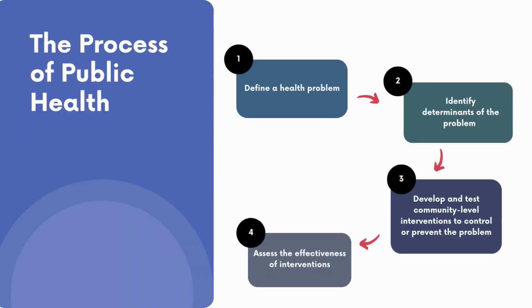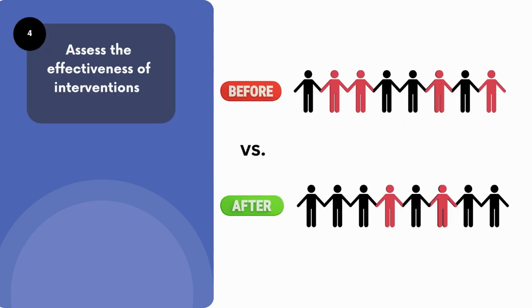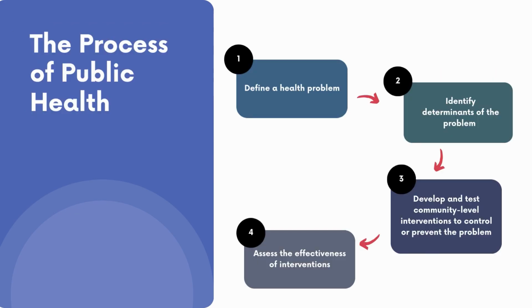The final step in the process is to assess the effectiveness of interventions. If epidemiologists recommended mosquito spraying, they might assess its effectiveness by looking at the incidence of Zika before versus after this intervention was implemented. So that's how epidemiology fits into the process of public health. Epidemiology is the science behind identifying health problems and controlling or preventing them.